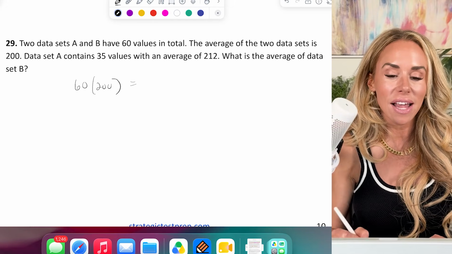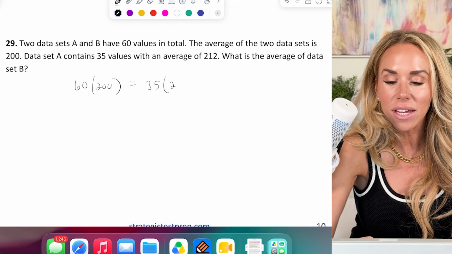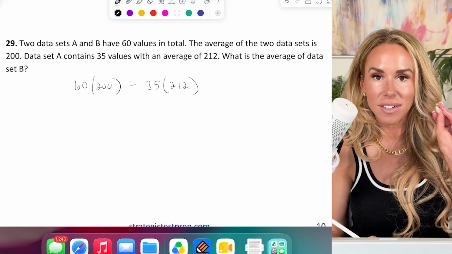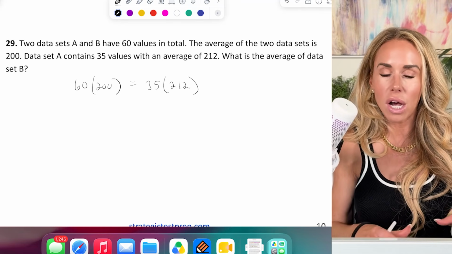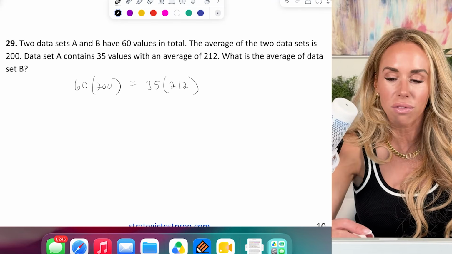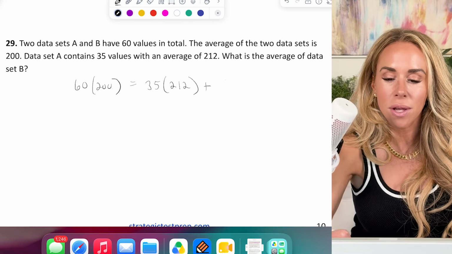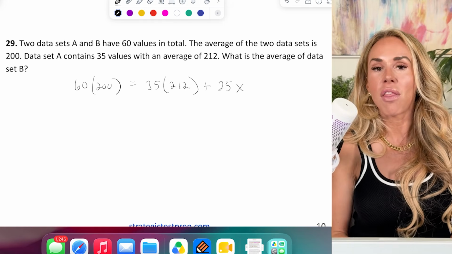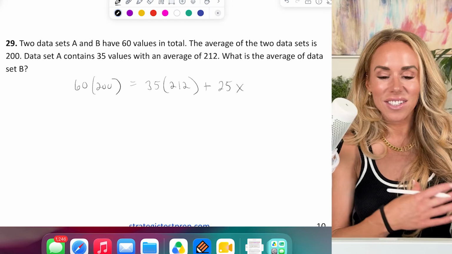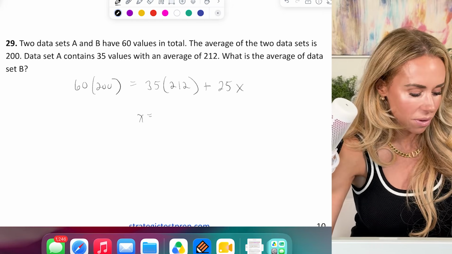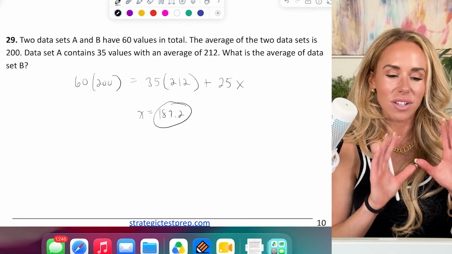Okay, now it says data set A contains 35 values with an average of 212. So again, we're going to weight each one of the 35 values and pretend it's exactly 212. One might be 210, one might be 214. We don't know. We'll pretend they're all exactly 212. Now, that means data set B has 25 values. We don't know what the average is of them. That's what we're solving for. So when you isolate X and do simple algebra on this, you end up getting 183.2. That will be the average of data set B.